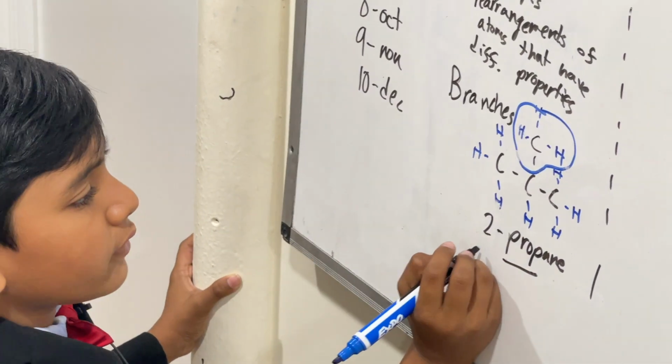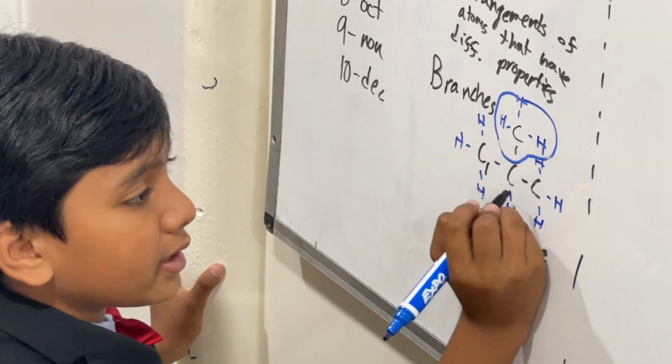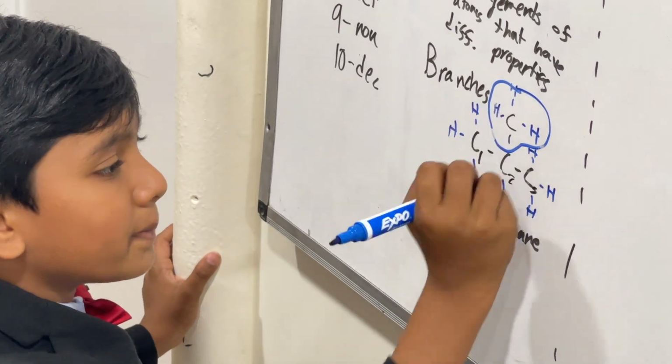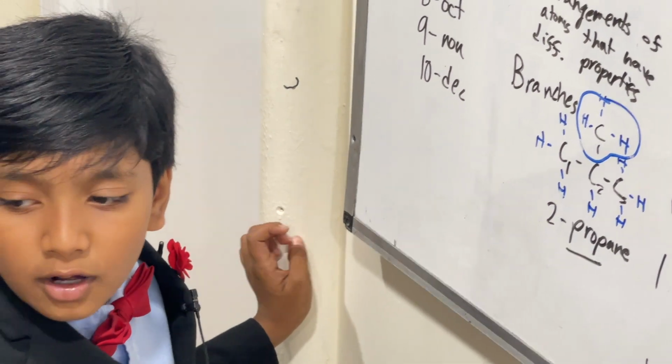Well, what is this 2 even for? Well, where is the branch? This is carbon number 1, this is carbon number 2, this is carbon number 3. The branch is connected to carbon number 2. So that's where the 2 comes from.